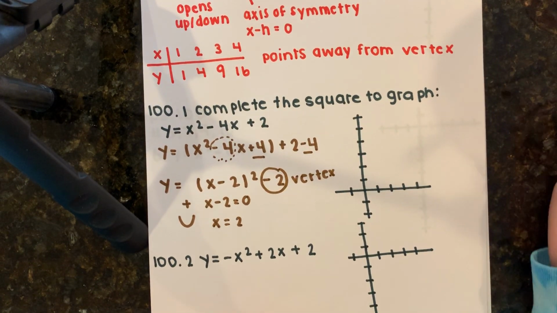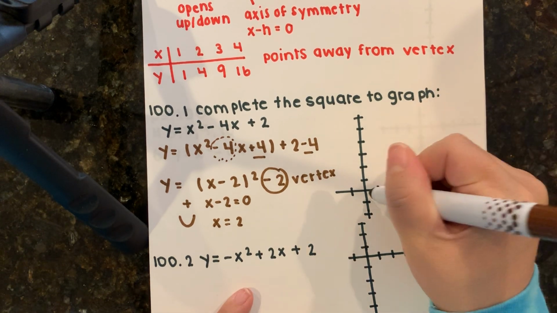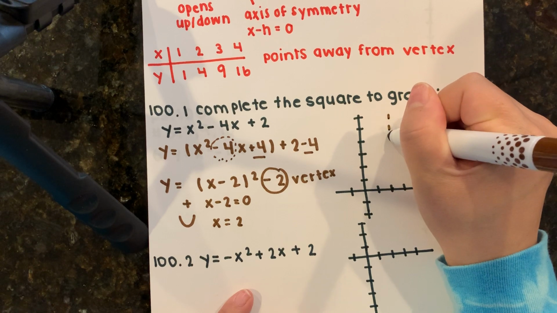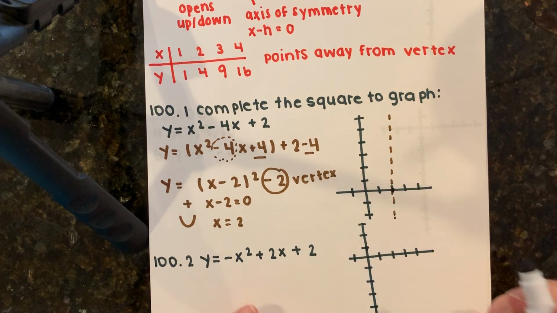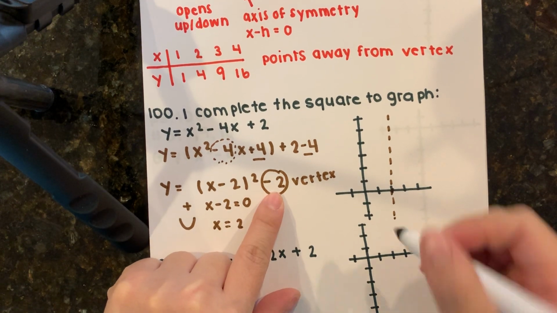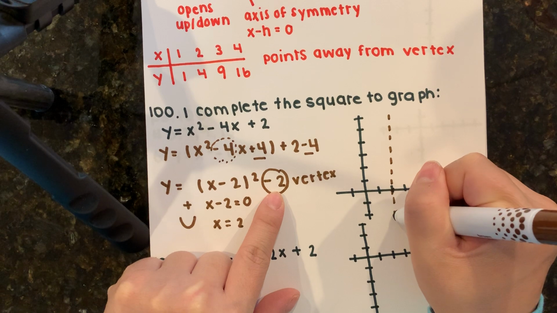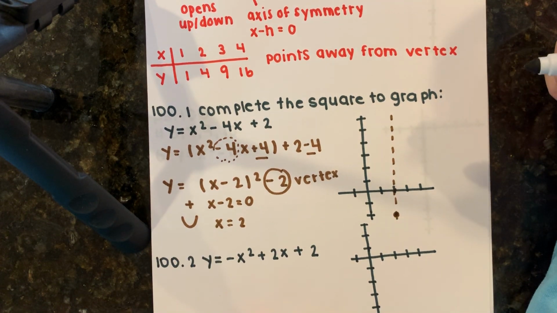So let's see how you graph this. So I'm going to go to positive 2 on the x-axis, which would be right here, and I'm going to draw a dotted line through that. Then I'm going to put a point at negative 2. So on this axis of symmetry, I'm going to go down 2. And that's going to be my vertex. That's where I'm starting my parabola.